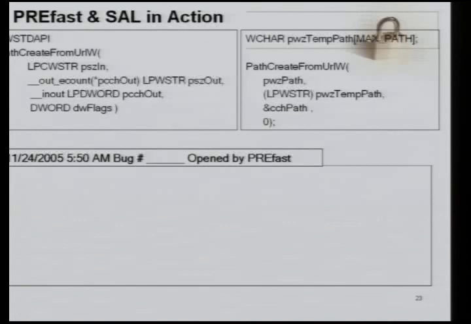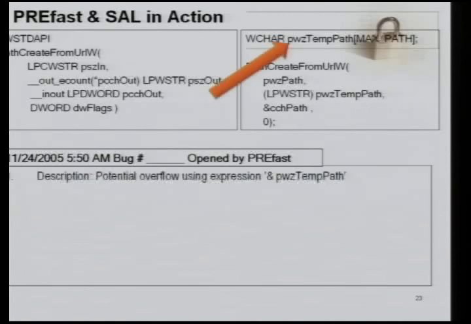And what I'm going to show you here is, number one, how SAL helped us find this defect. And all of the text that's in this bug was automatically entered by the tool. So this is not a pen tester going through and saying, here's what's going on. This is the power that these tools have.